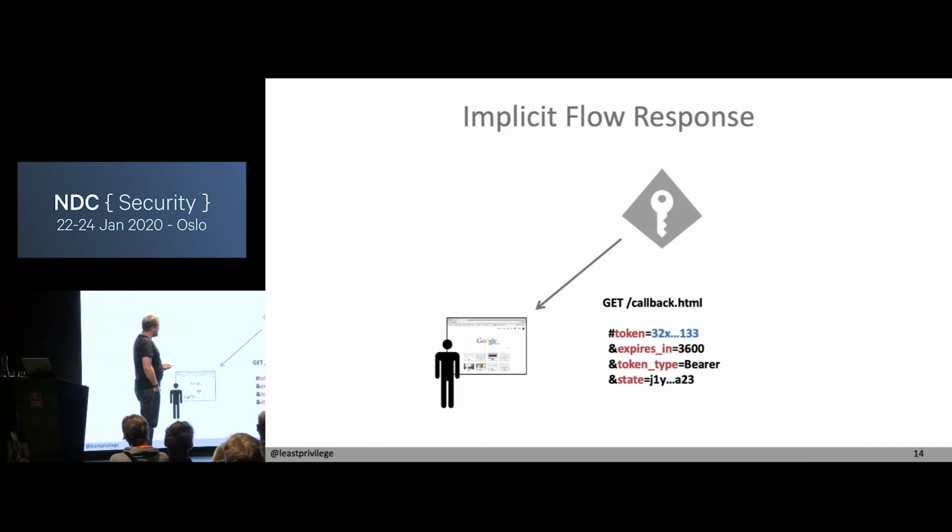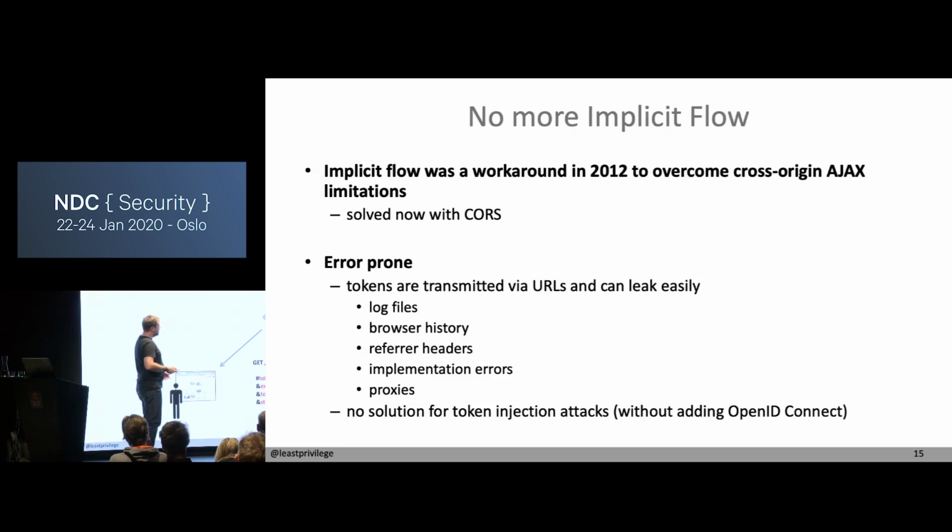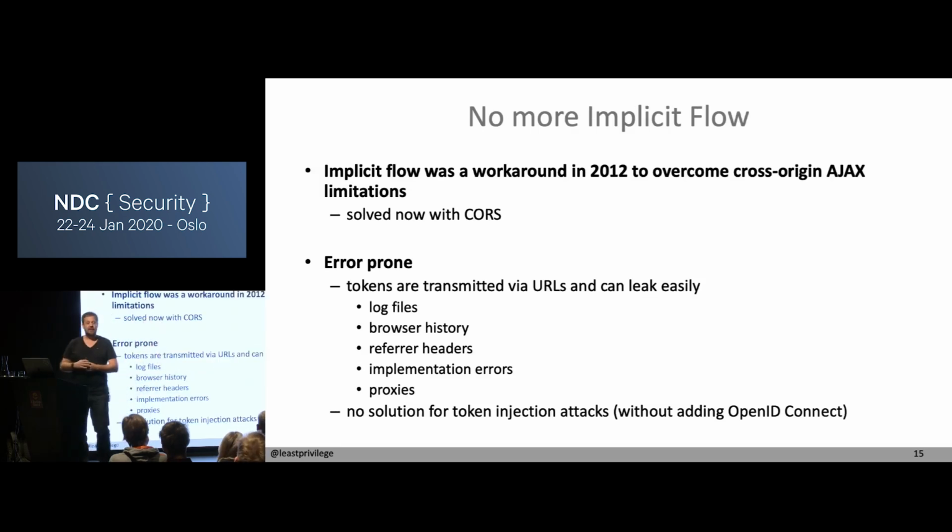So, long story short, today we have CORS, the cross-origin resource sharing, which allows us to do cross-origin AJAX calls, which means we can use a different flow that uses AJAX, which does not have to use URLs. So implicit flow will be deprecated, okay? No more implicit flow. It's not needed anymore. It was created out of a need, but it's not needed anymore. And as I said, it's not inherently insecure. It's just error-prone to implement. So we want to get rid of this, okay? That's action item number 1.